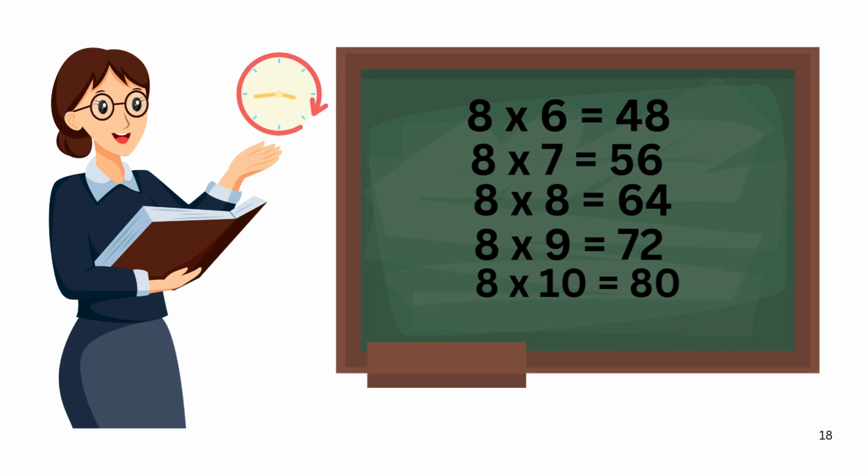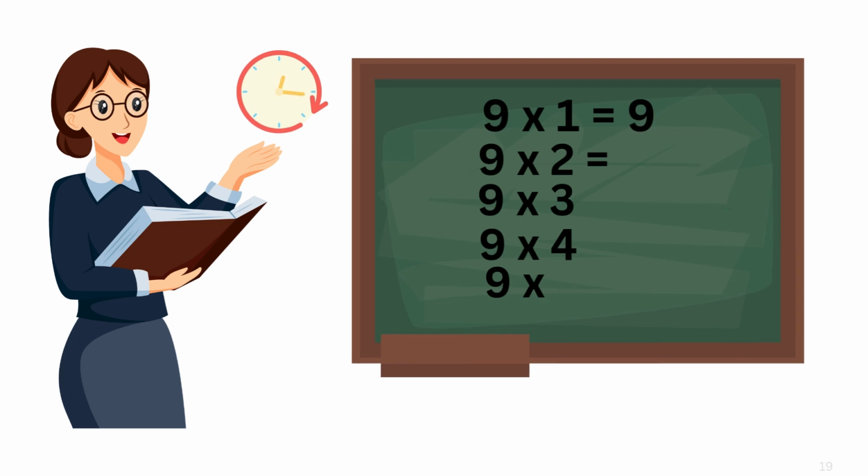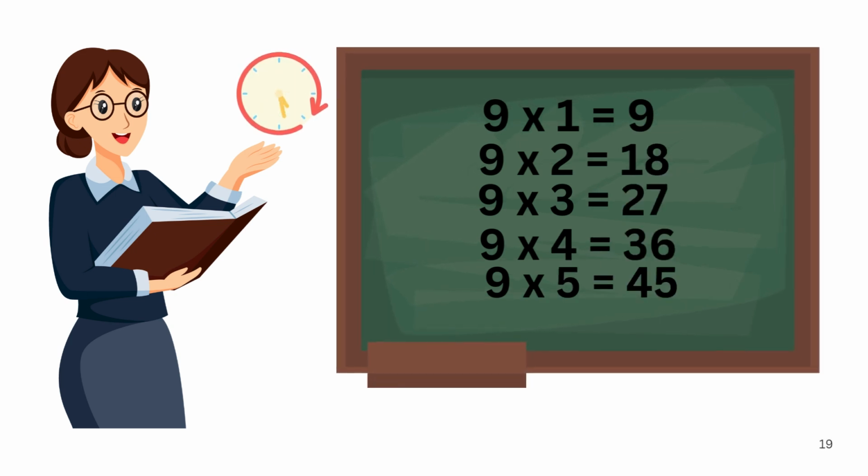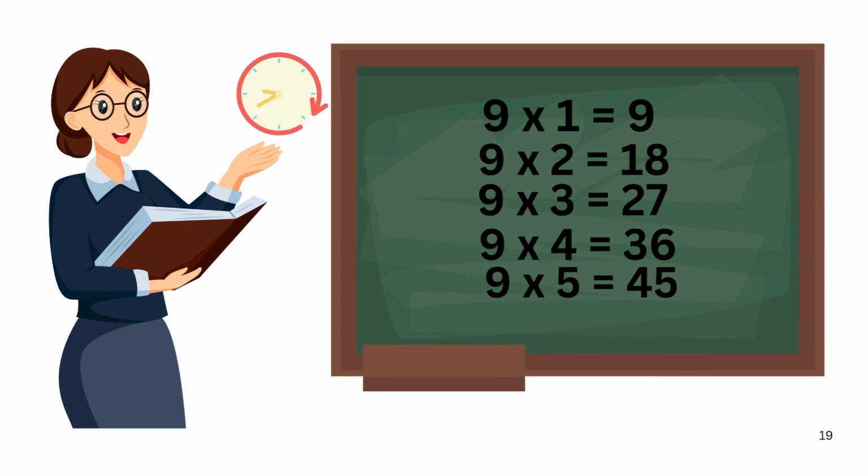8 multiplied by 8 equals 64. 8 multiplied by 9 equals 72. 8 multiplied by 10 equals 80. Here we finished the number 8. Next we are going to the number 9. On the next table, the table of number 9, we have 9 multiplied by 1 equals 9.